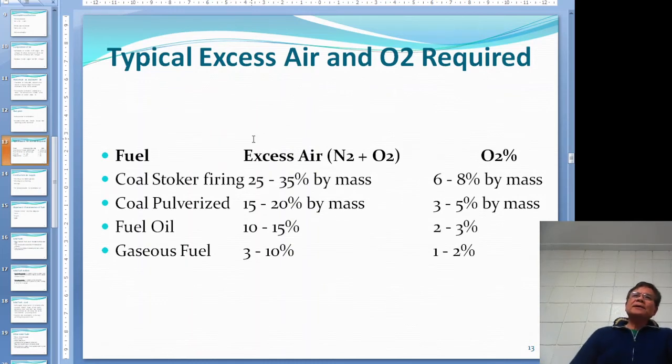Now, the typical air and excess air required: the solid fuels always use more excess air, the liquid fuels a little bit less, and the gaseous fuels, that's natural gas, LPG, are really, really low. When you're burning coal with a stoker, which is a conveyor belt where you put the coal or solid fuel in to burn, those require lots and lots of excess air, 25 to 35%. And pulverized coal is where you grind the coal into powder and blow it into the furnace. Those require 15 to 20%.